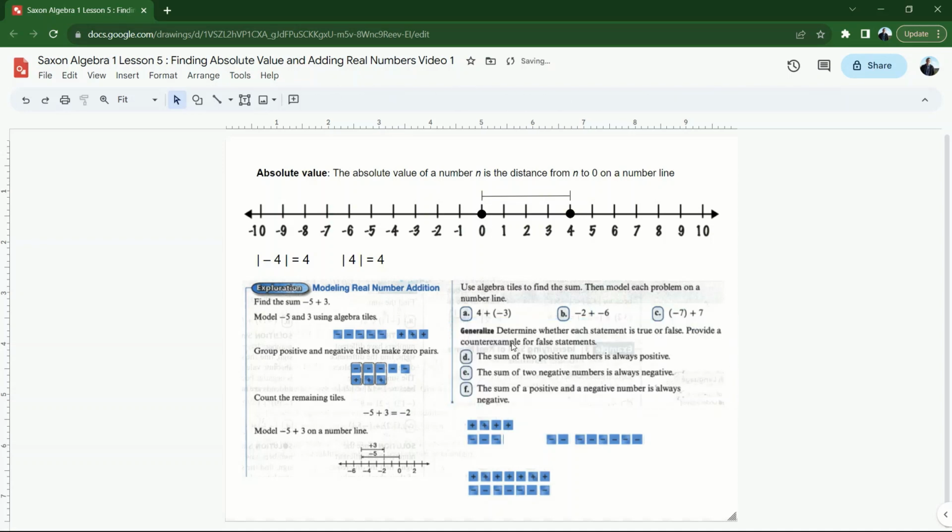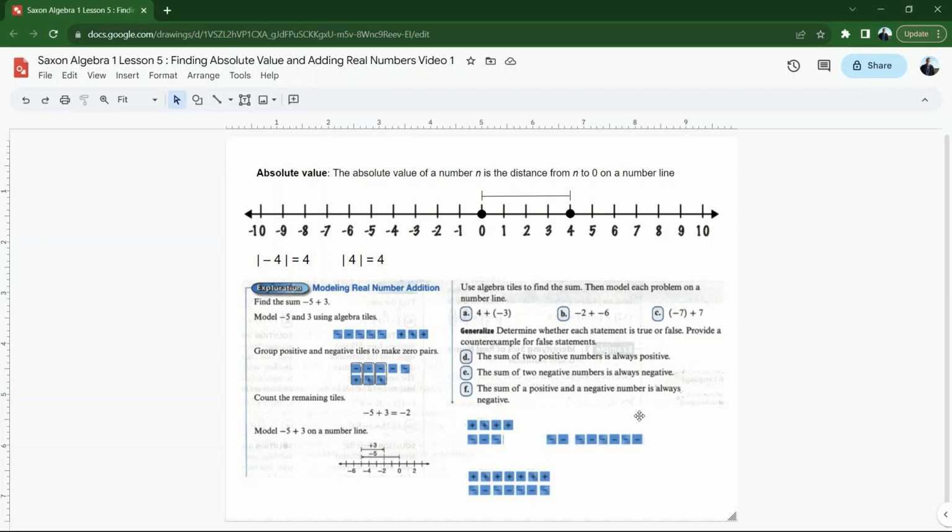All right, let's take a look at some statements and see if these are true or false. Some of these may be false. Keep in mind that we have to provide a counterexample if anything's false. The sum of 2 positive numbers is always positive. Well, if I'm adding, we're doing the opposite of what we did here with the negatives. Let's say I only have positive tiles. I have a positive number and then another positive number. All I'm left with is positive tiles. I can't obliterate any of them. I'm going to be left with a positive number because all I have are positive tiles to count.